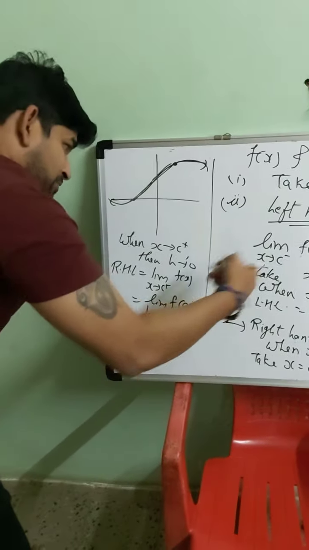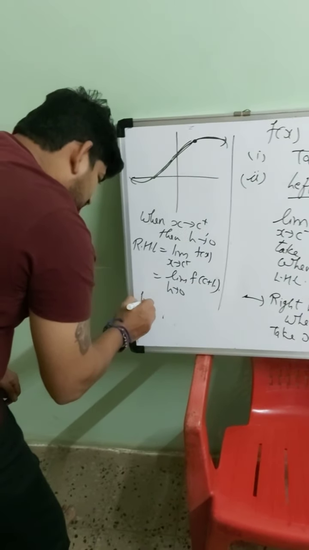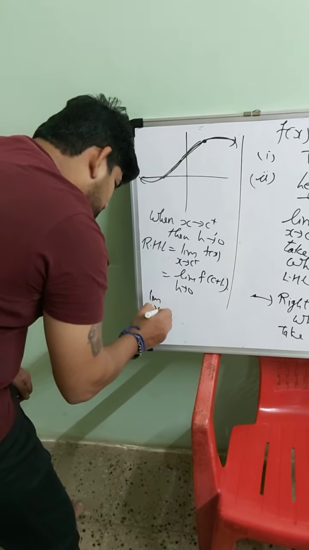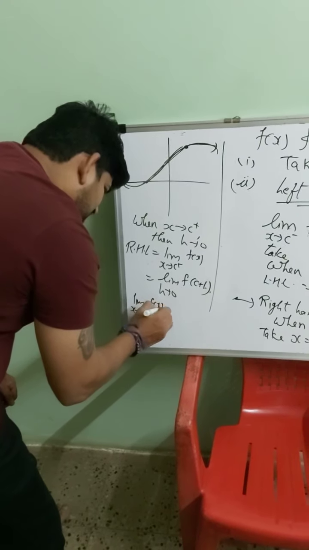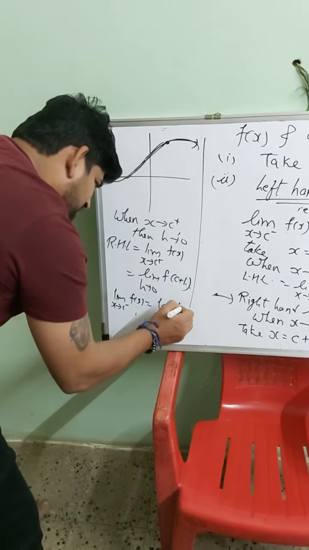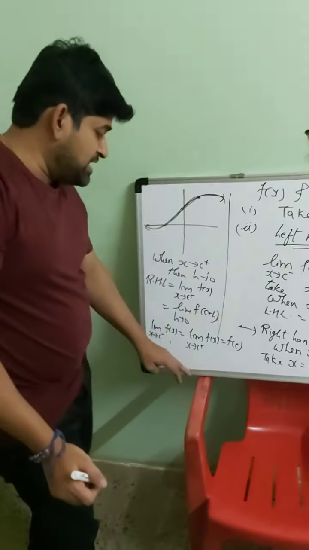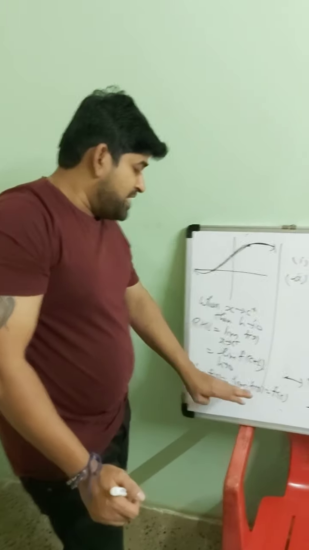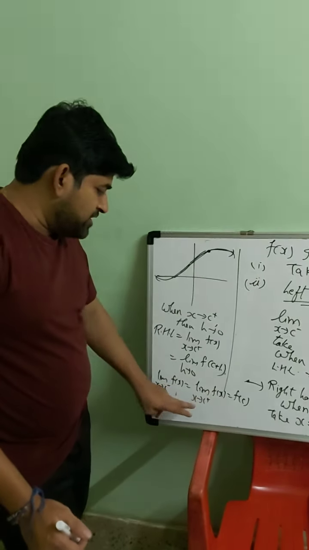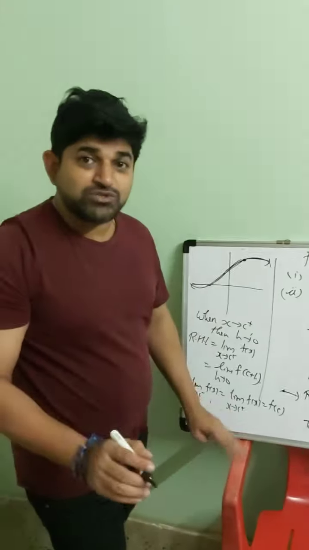Okay, now after finding all these three, you should get limit x tends to c minus f at x equals limit x tends to c plus f at x equals f at c. If you get all these three equal, then you can say that this function is continuous at x equals c.